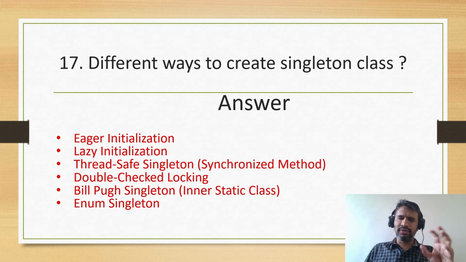Normally people go for enum for a simple one, but if it is a bit complex, you can go for either thread safe or double checked. Even double check has its own issues. If you want, you can go through the Java documentation to understand more. But if you need an answer from me, you can just comment and I can explain. So let's move on to the next question.